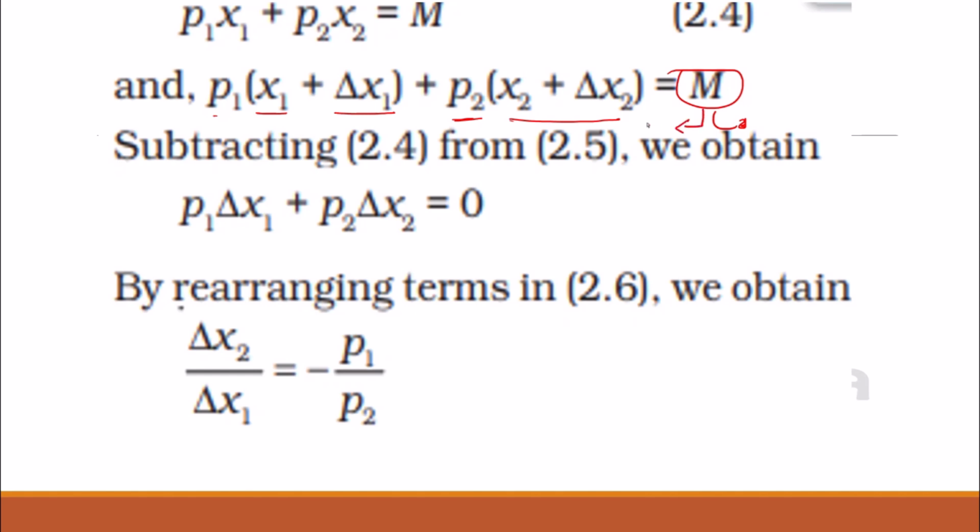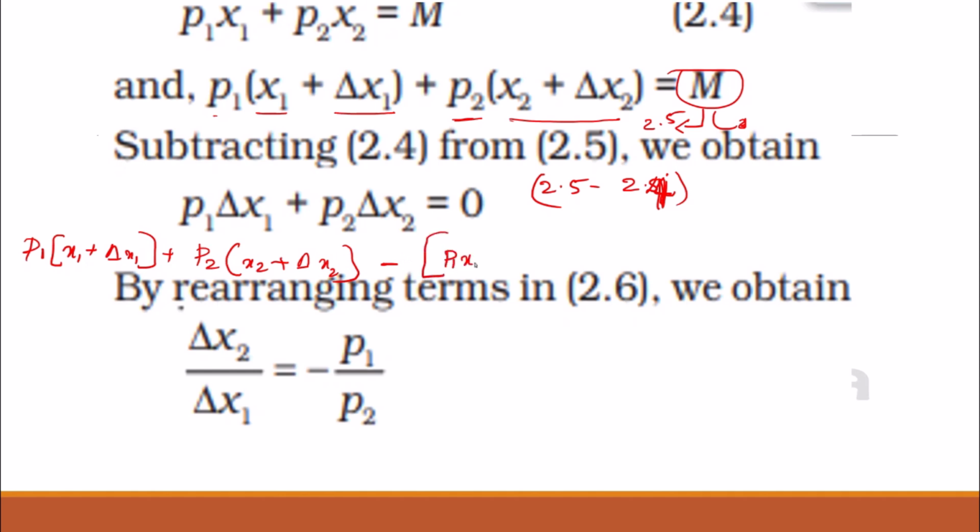This is 2.5. So you subtract 2.4 from 2.5. So you go for p1 into x1 plus delta x1 plus p2 into x2 plus delta x2 minus p1 x1 plus p2 x2. This is what you do.